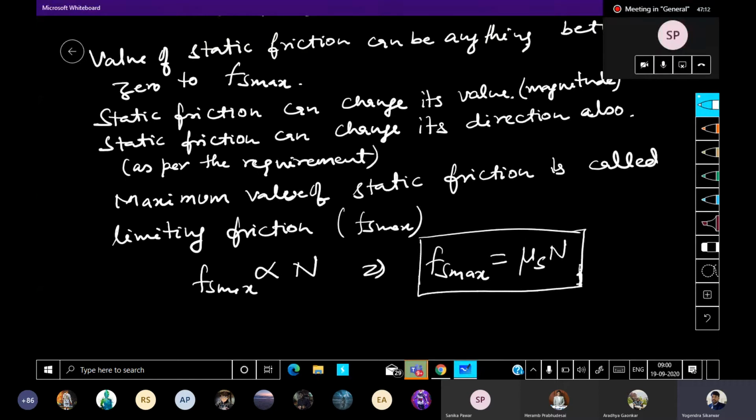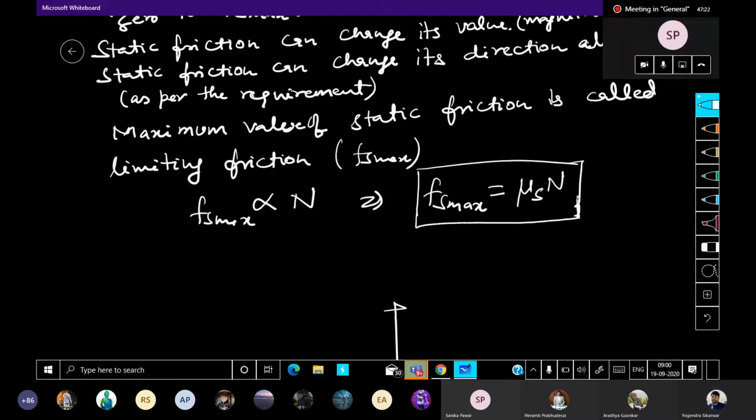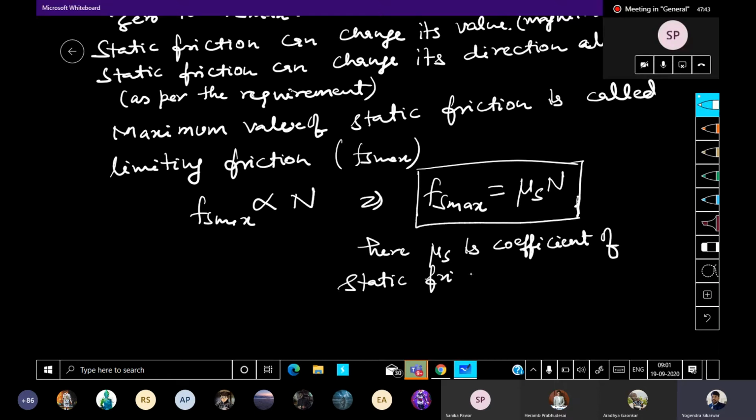Alright. What is mu S here? Here mu S is the coefficient of static friction.